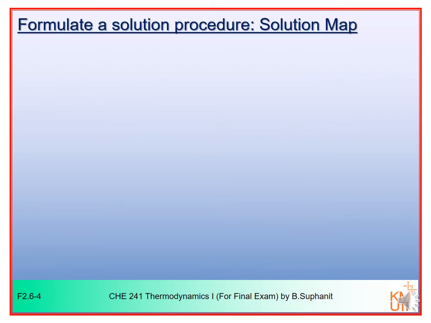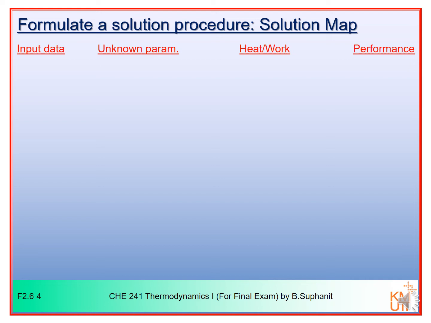Now, we have to work backward from what we want to what we have by relating them with some relationships that we have learned. We can use a solution map to clearly formulate our solution procedure and then effectively solve the problems. First, we have to classify our parameters into different groups, which are input data, unknown parameters, heat and work variables, and performance indices.